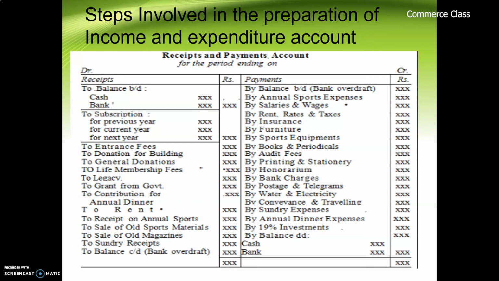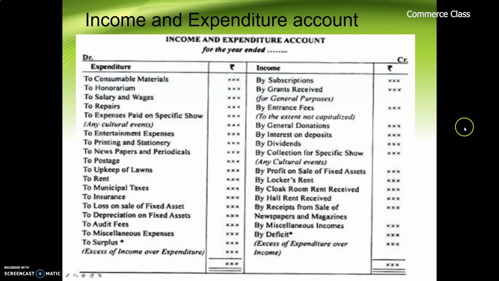Let us examine the income and expenditure account now. This is a typical format of an income and expenditure account. Here on the debit side, all the expenses are given. These expenses are all related to current year only and they are of revenue nature only. And on the credit side or right hand side, these are all income. These are again revenue nature and they belong only to the current year.